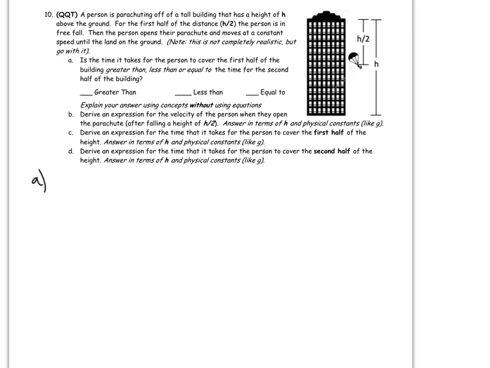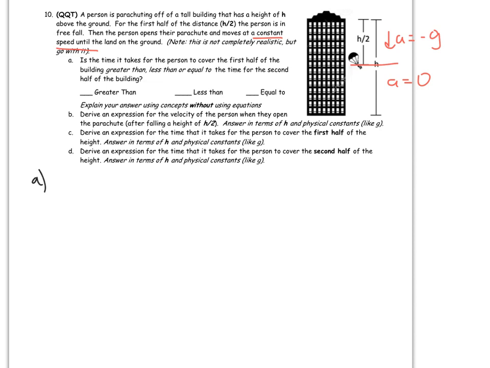For this problem here, we have a person parachuting off of a building. We're told that for the first half, the person is in free fall, so the acceleration would be negative g, just going down. Then about halfway down the building, or exactly halfway down, they pull their parachute and their velocity becomes constant, which means that their acceleration is 0. Now this technically is unrealistic. In reality, they'd slow down a little bit, but it simplifies the problem.